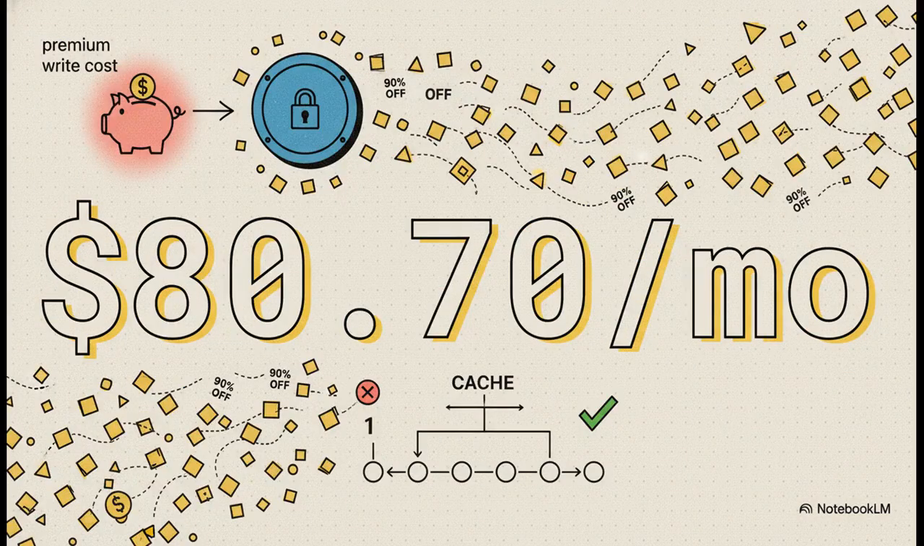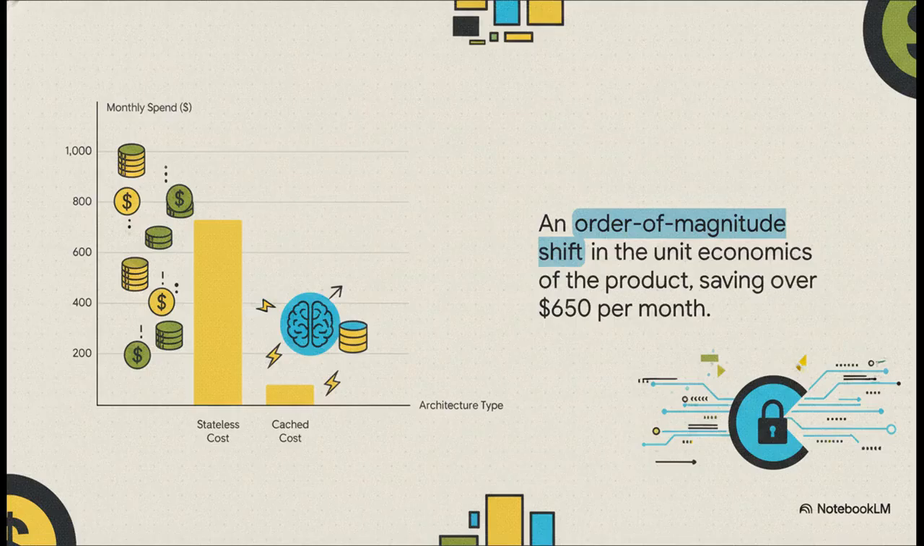Okay, now let's apply our caching strategy. We pay that small write premium one time, and then we get to enjoy that sweet 90% discount on all the requests that follow within a session. The new monthly bill? Just over $80. I mean, the difference is staggering.